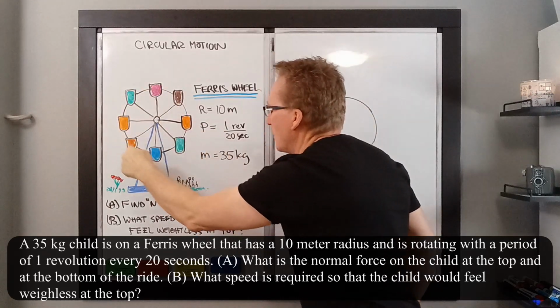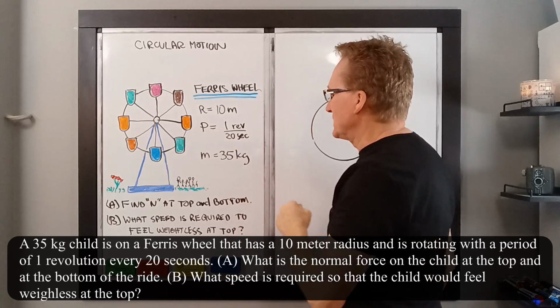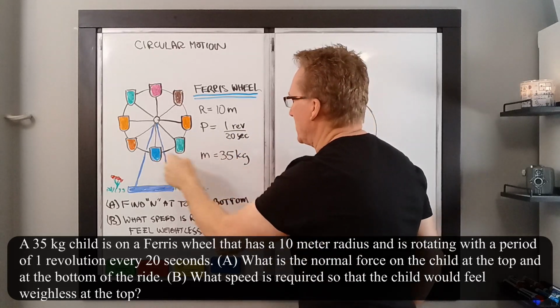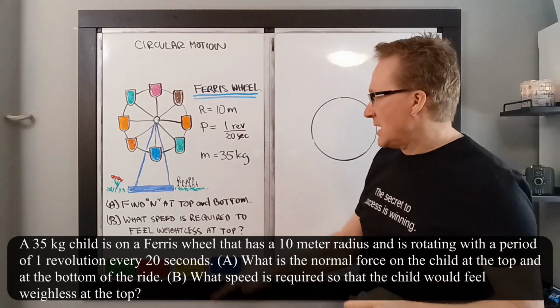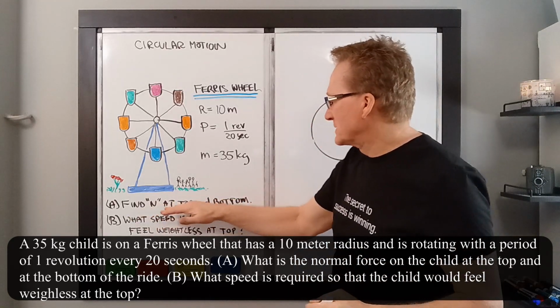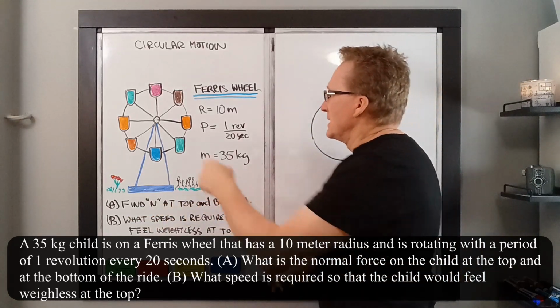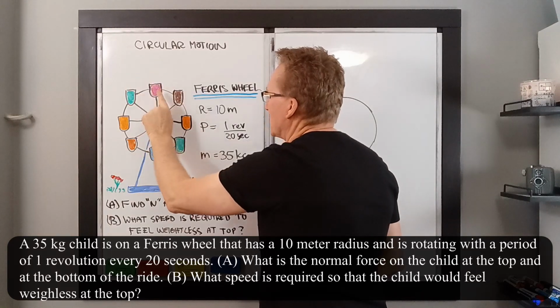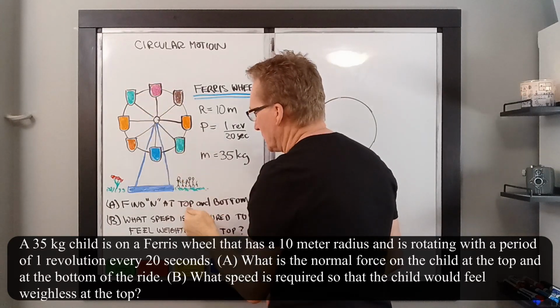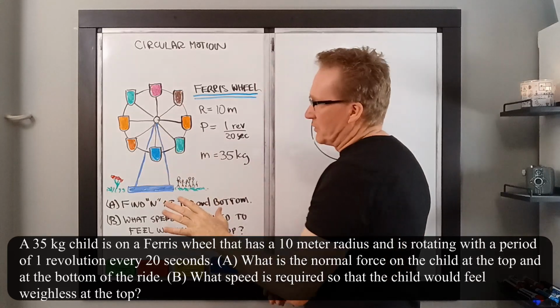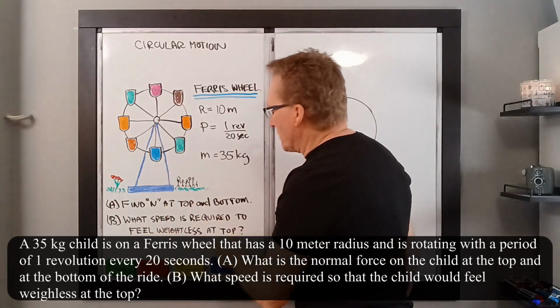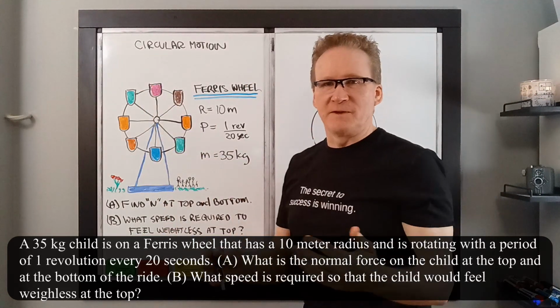It goes around one full revolution every 20 seconds, and there are some children on board here, each with mass 35 kilograms. And we want to calculate two things. One is what is the normal force at the top and the bottom? That is, the children are sitting in these buckets and the buckets are pushing up on the children with a certain force. What is that at the top? What is that at the bottom? Now it's probably going to be different. And what speed is required so that the passenger at the top will feel weightless?